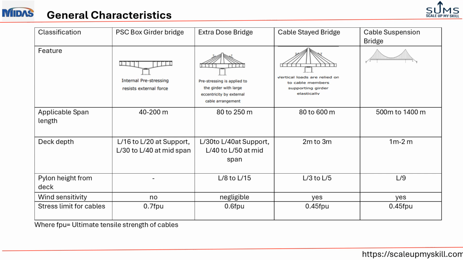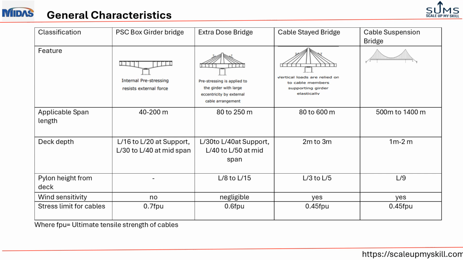However, for extradosed bridges, which are applicable for 80 meter to 250 meter, their deck depth is smaller than the box girder bridges. In extradosed bridges, the deck depth is L by 30 to L by 40 at support and L by 40 to L by 50 at midspan. Pylon height from deck for extradosed bridge is L by 8 to L by 15 and wind sensitivity is negligible. However, here the stress limit for stay cables is limited to 0.6 FPU.